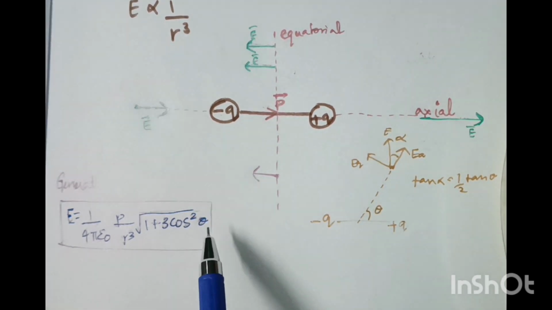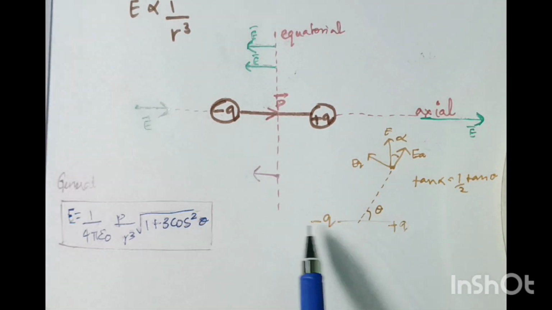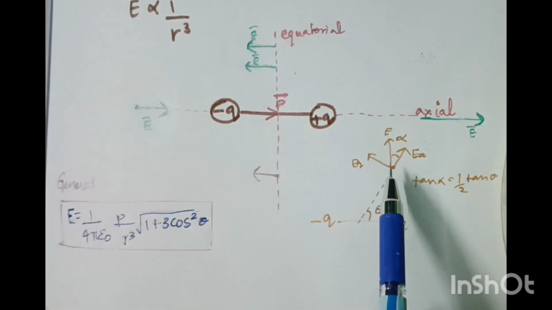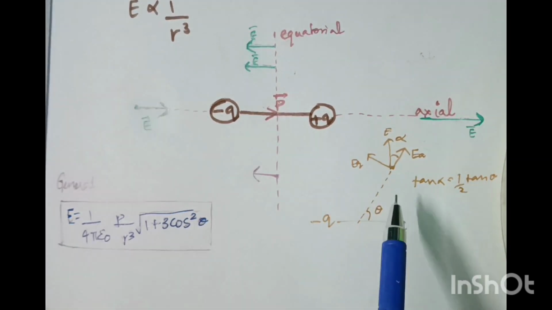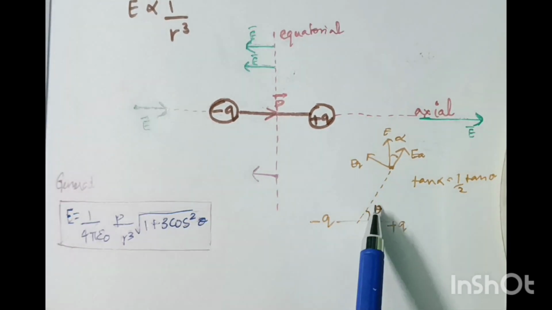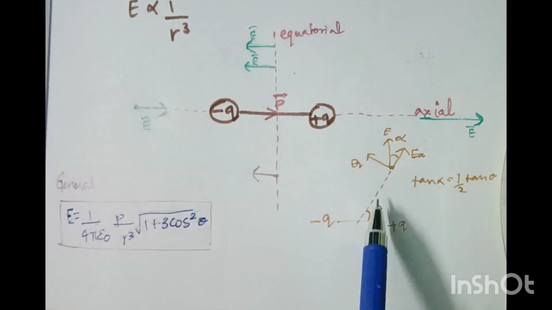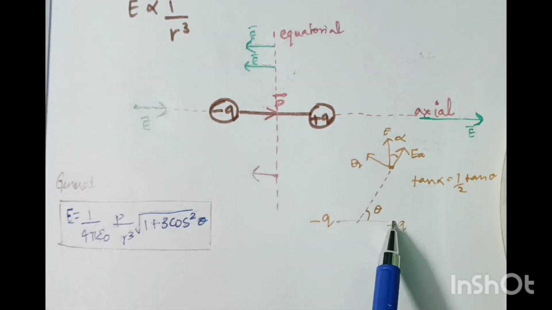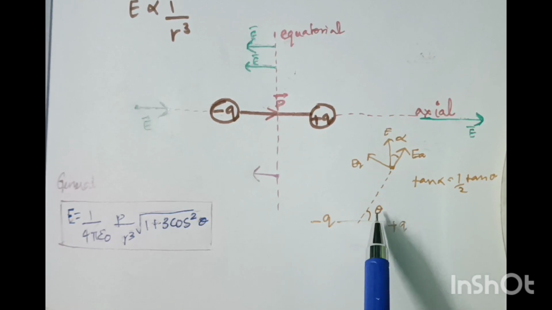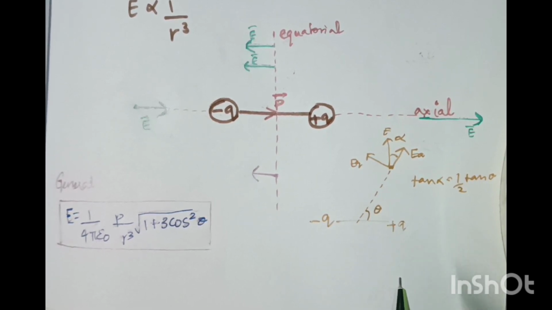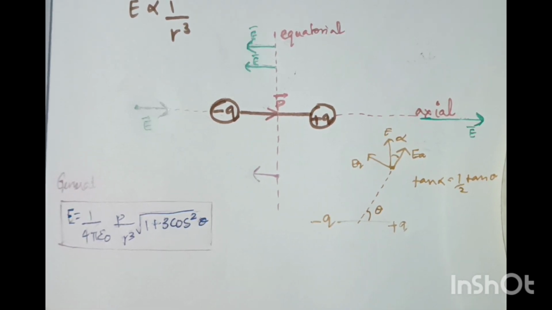Now here, what is theta? Suppose this is minus q, and here it is plus q, and suppose this is the point at which we are finding the electric field, then this is theta. It is the angle this point makes with the dipole. Please note that. If you want, you can substitute theta equals 0 or 90 degrees, then you will get the formula for electric field at the axial and equatorial positions. So it is a general formula. Please remember this point also.